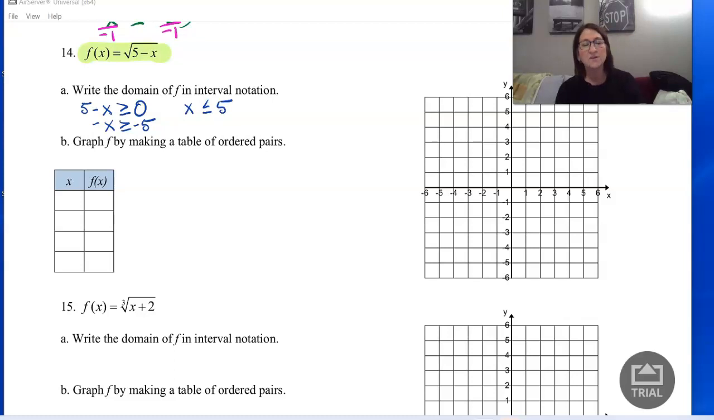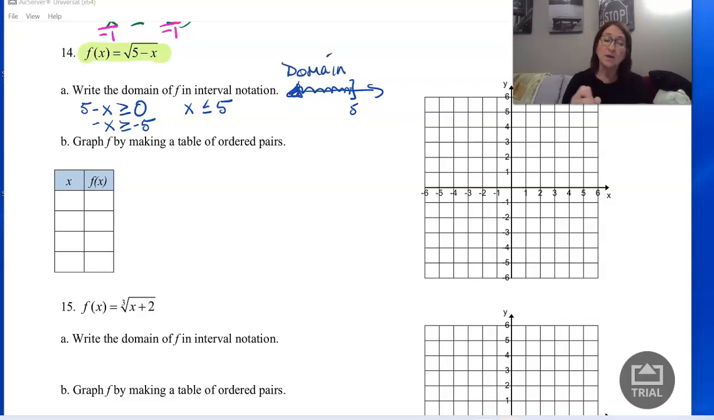So in interval notation, if I was to sketch that out, I've got 5, and everything to the left of 5 would be part of my domain. So that's going to be negative infinity, comma, 5 square bracket. Infinity always has parentheses. So that's why we write it like that. Now we're going to graph this just by making a table of ordered pairs.